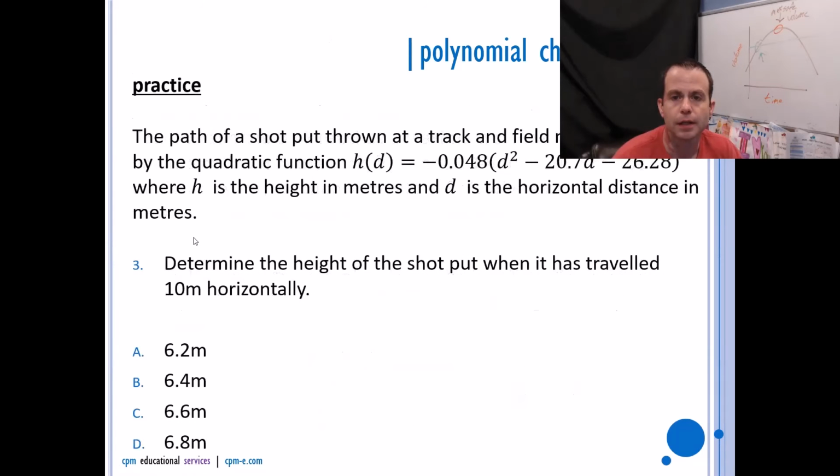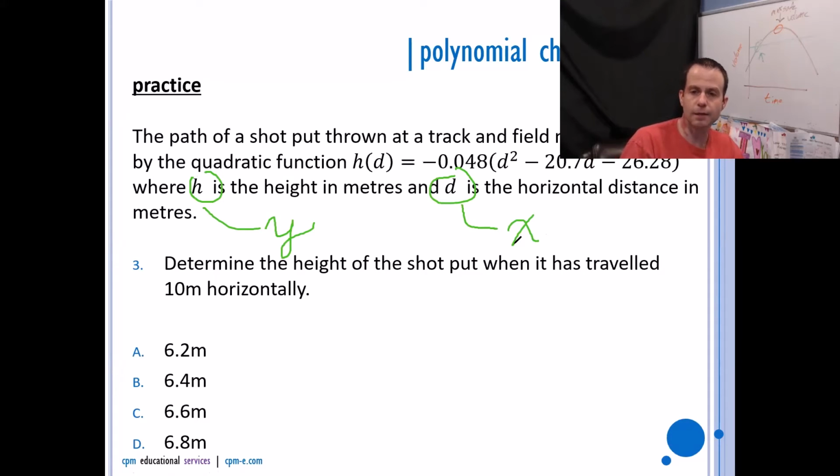All right. The path of a shot put thrown at a track and field meet is modeled by the quadratic function h of d equals that, where h is the height in meters and d is the horizontal distance. So again, I would want you to say, okay, h is my height, d is my horizontal distance, who is my x, who is my y, h is my y, and d is my x. Write that out for yourself so you have a good understanding, okay?